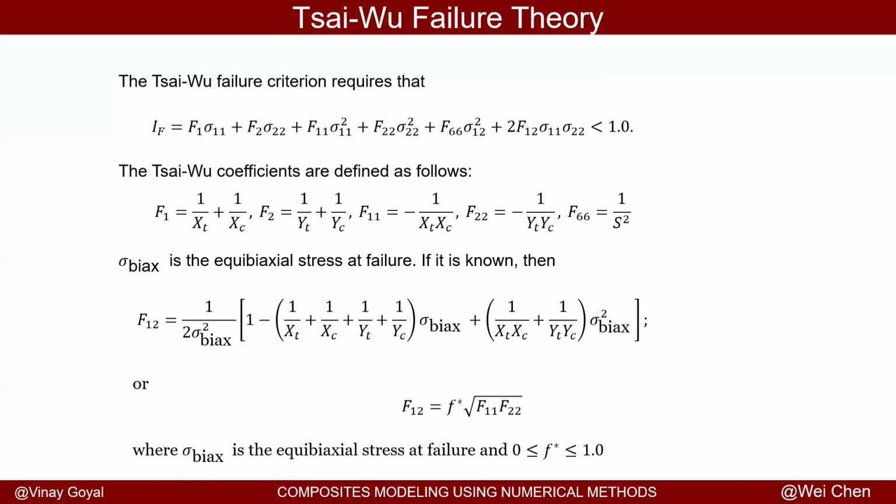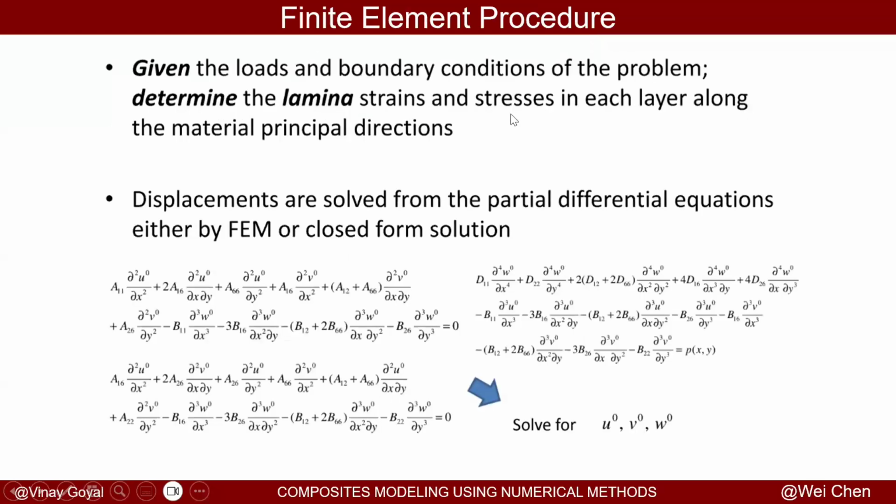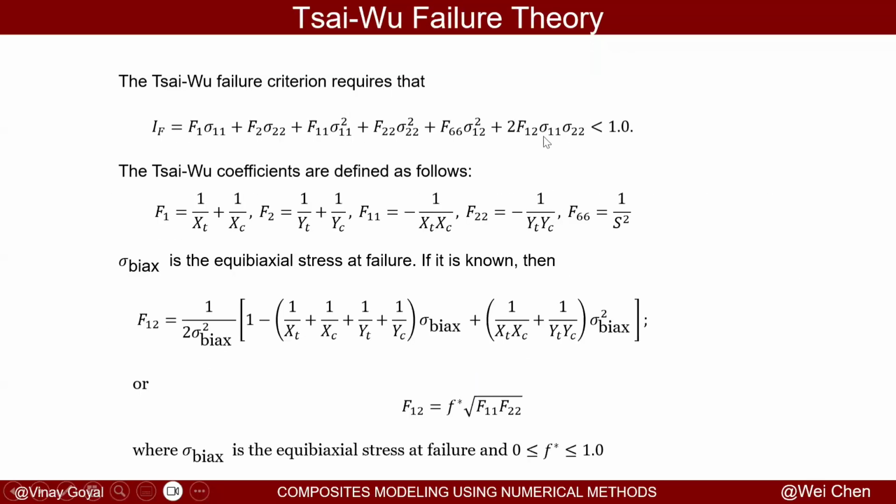The Tsai-Wu failure criterion requires that this formula be less than 1. And here F1, F2, F11, F22, F6, F12 are defined here at the bottom. And they all depend on the various strengths that you provide. You also have this F12 term, which is a cross term, and that cross term accounts for the biaxiality of the system. And sigma biaxial here is the equibiaxial stress at failure. So if that value is known, then you can use this formula.